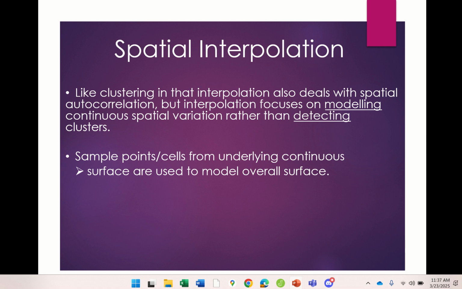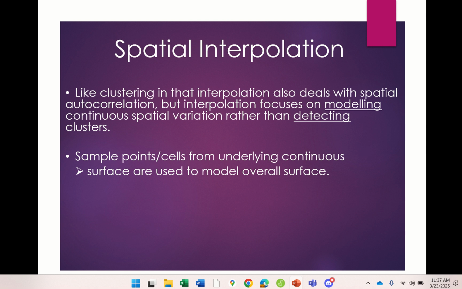Basically, we're taking a bunch of sample points where we do have a measurement of some variable, and we're trying to guess or determine what the value of the variable is going to be between those points. So there's a bunch of different ways that we can go about this, and that's what we're going to talk about first of all in this lecture.